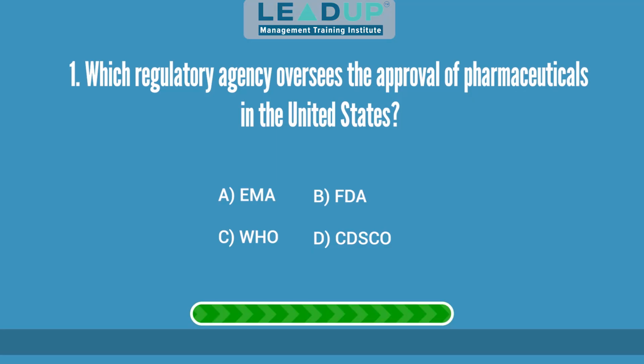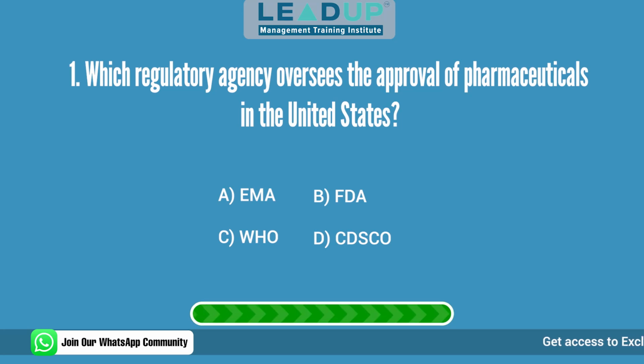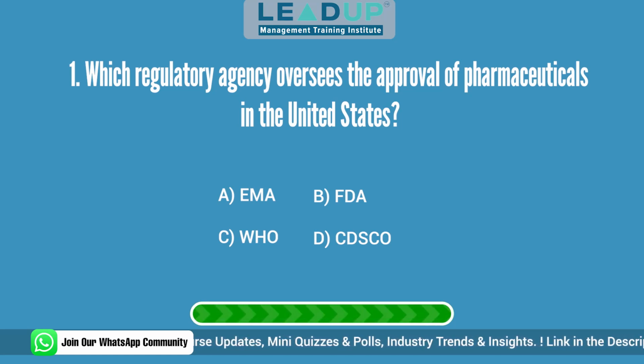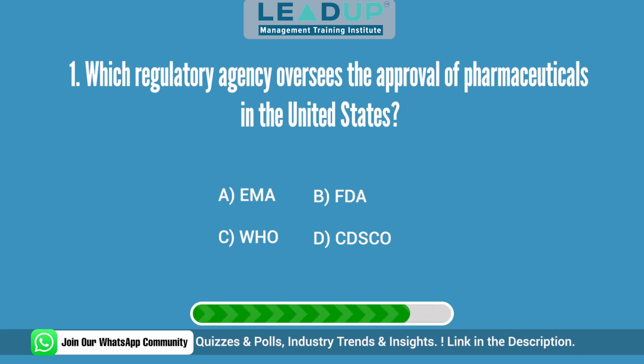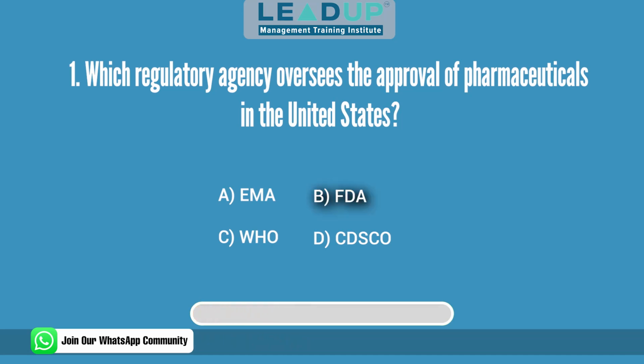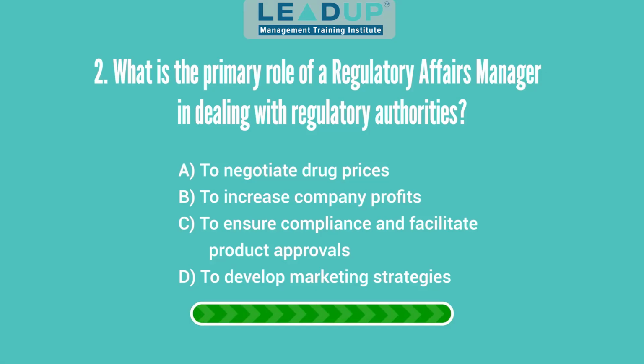Let's go. Question 1. Which regulatory agency oversees the approval of pharmaceuticals in the United States? A. EMA, B. FDA, C. WHO, and D. CDSCO. The answer is FDA.